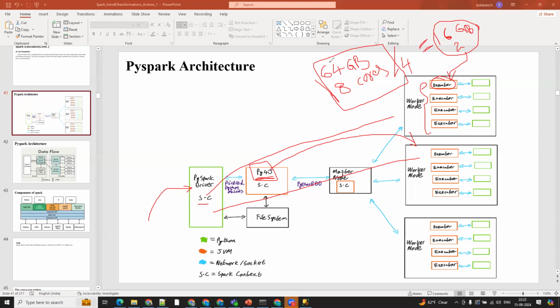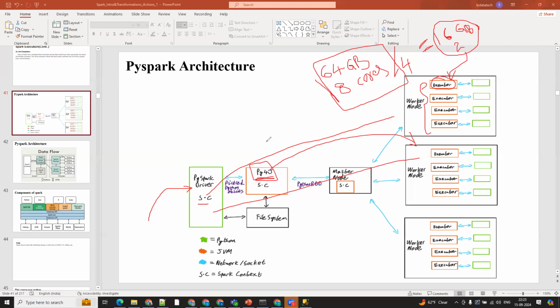Ultimately, depending on the memory, they'll try to divide it. There is no guarantee that your worker node will have only 4 executors. You can have any number of executors. That depends on your Spark configuration in the backend. Remember that point. This I did not discuss in the Spark architecture. One worker node can have any number of executors.